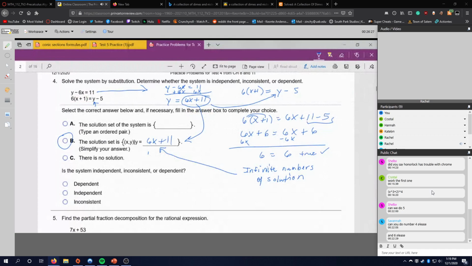And that is a dependent system because that graphs the same line. If you get an infinite number of solutions, then both of those equations actually graph the same line. So any questions on number 4?